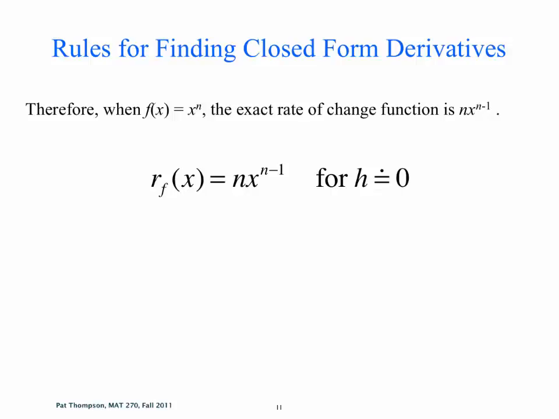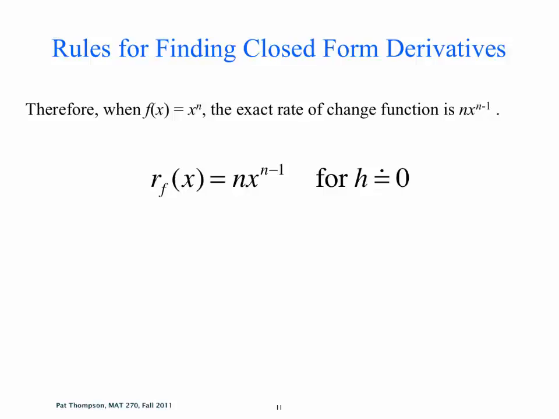Okay, so we have 3 general categories of functions. Constant functions: the rate of change is 0. A constant times a function: to get the rate of change of that, you do the constant times the rate of change of that function. And then if you have a function of the form x to the n, the rate of change function is?